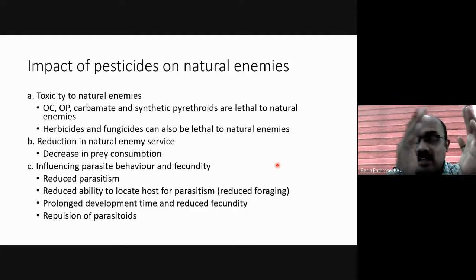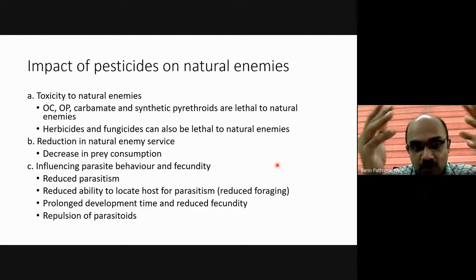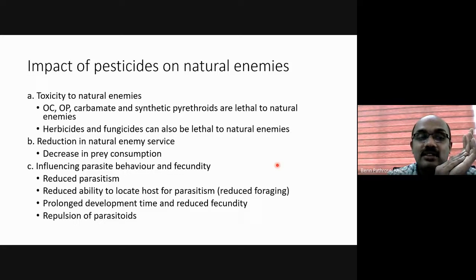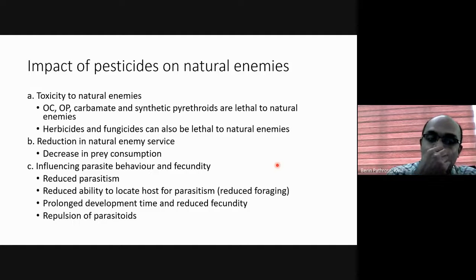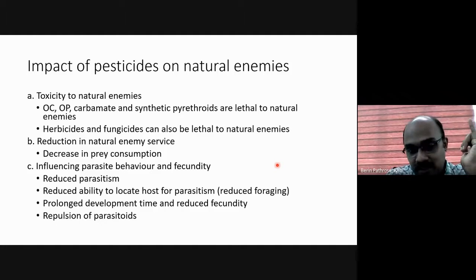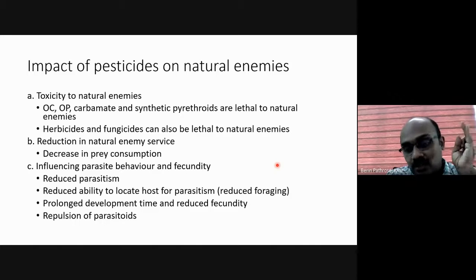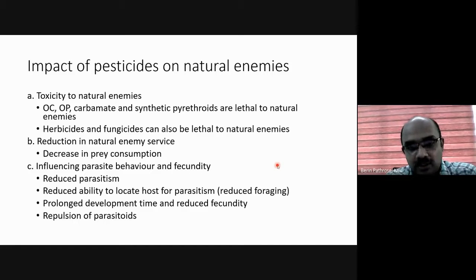Say the adult completes its life cycle in 1 week, it may be prolonged to 1.5 or 2 weeks, and it may reduce fecundity. Sometimes the use of pesticides may repel the parasitoids from the field. So all those are the impacts of pesticides on natural enemies. It can cause mortality, reduce consumption, reduce fecundity, reduce foraging ability, prolong developmental time, reduce predation or parasitism, and cause repulsion of natural enemies. Are you clear?